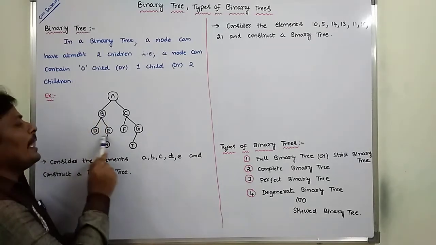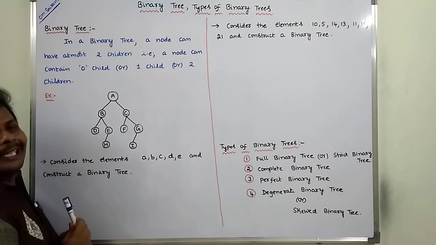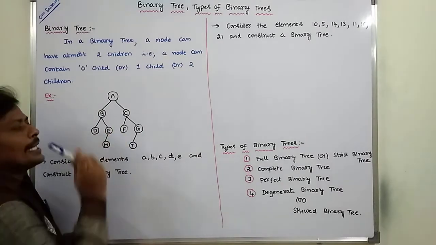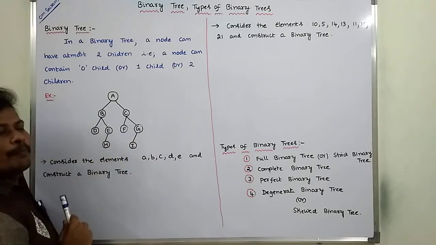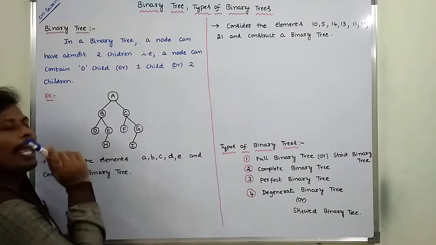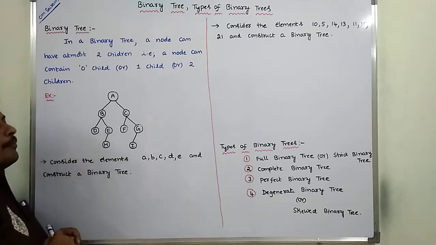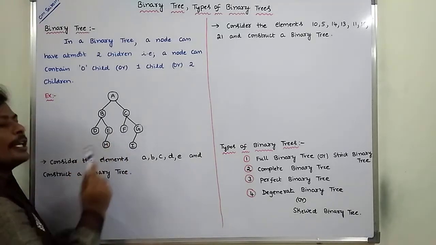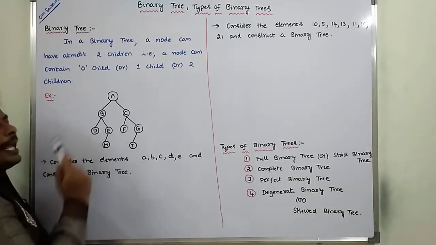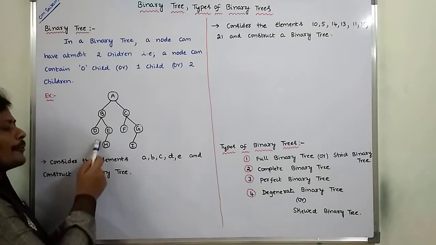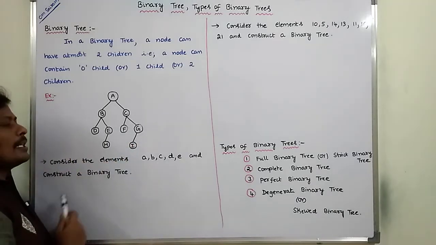Now node B has how many children? 2 children, that are D and E. Node C has how many children? 2 children, F and G. Node D has how many children? 0 children. Node F has how many children? 0 children. Node E has how many children? Only 1 child.